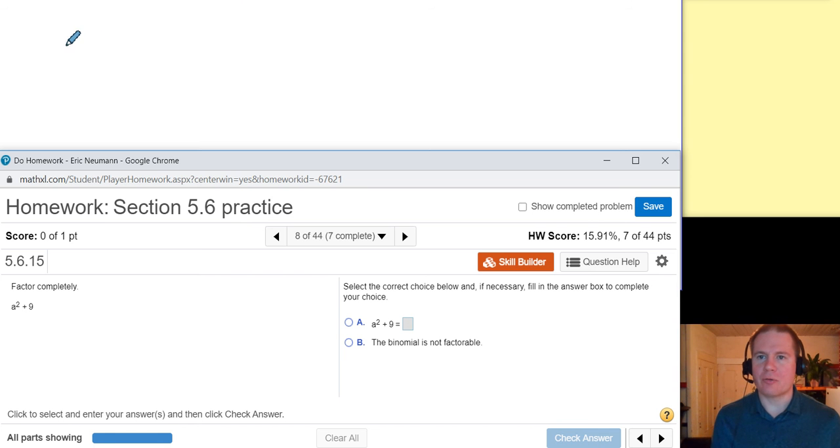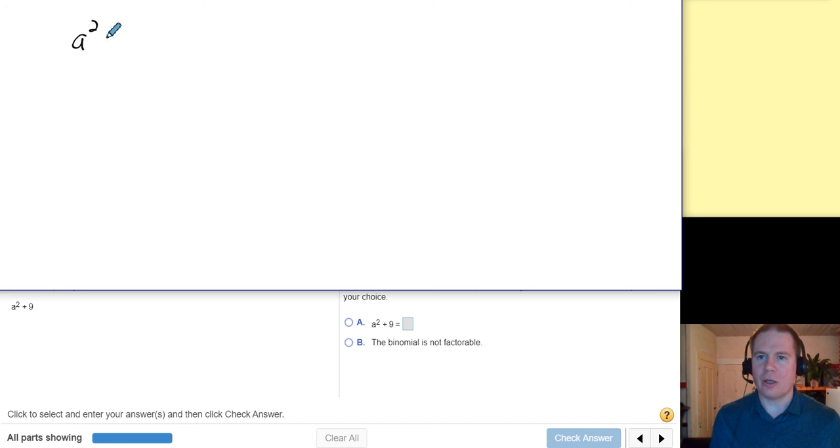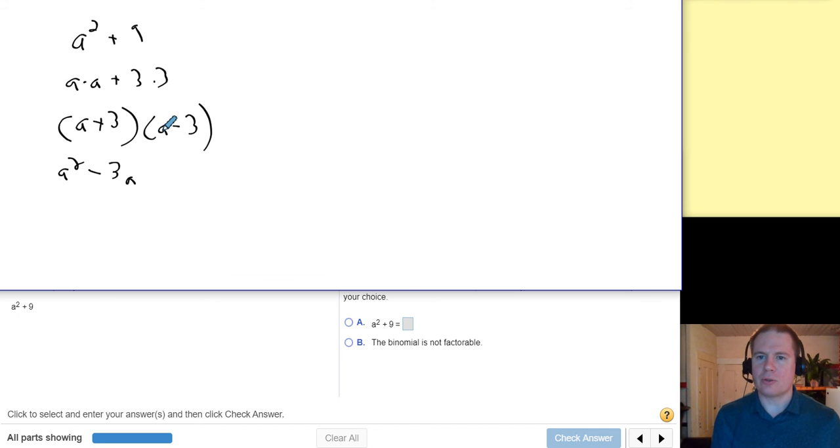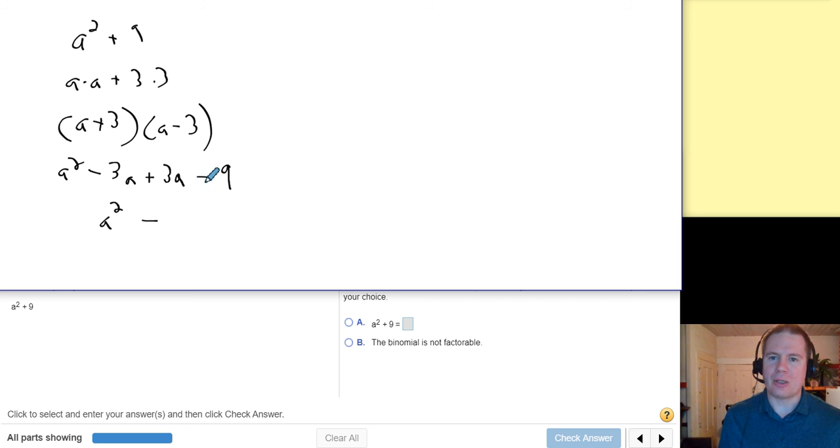If I try to recognize a squared plus 9, a times a, 3 times 3, so here's a plus 3, a minus 3. If I multiply that out, a times a, minus 3a because it's negative, plus 3a because that's positive, plus 3 times negative 3, that gives me negative 9. These two terms do cancel out. It adds up to 0a. 0 times a is 0. But then that becomes a squared minus 9.